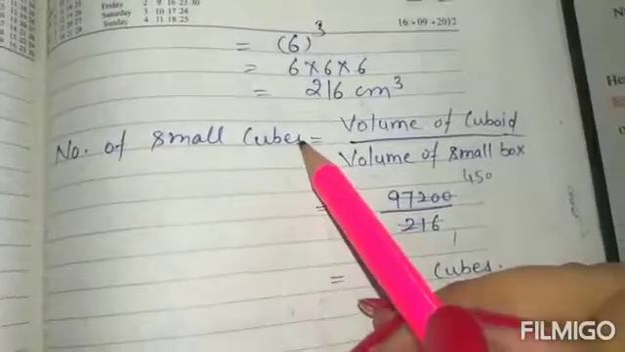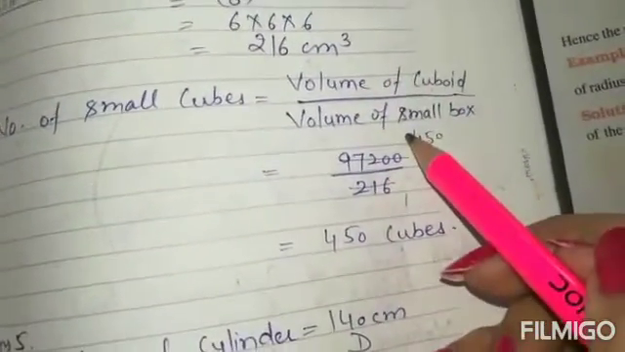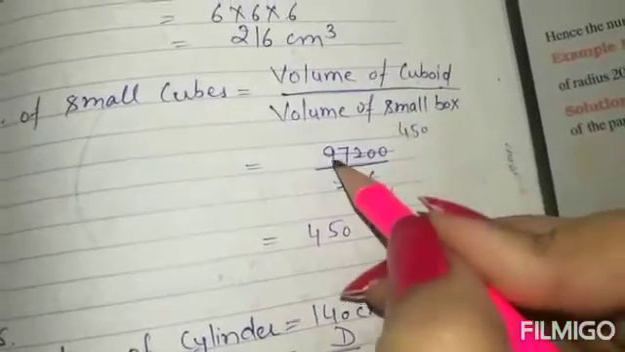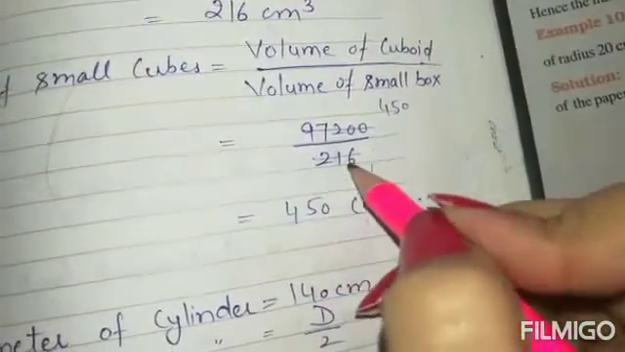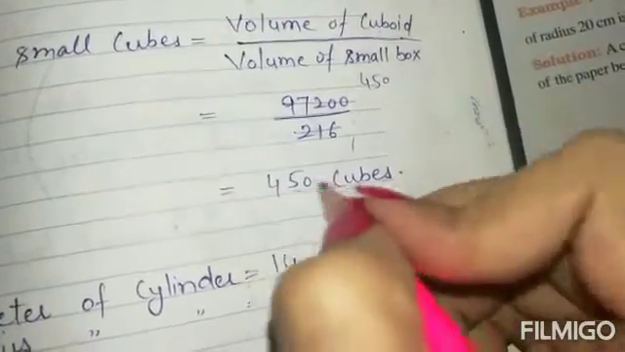Number of small cubes we have to find, that is equal to volume of cuboid by volume of small cube. 97,200 by 216. When you cut you will get 450 cubes. That is the answer.